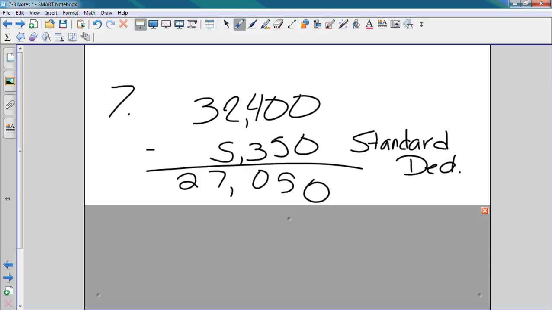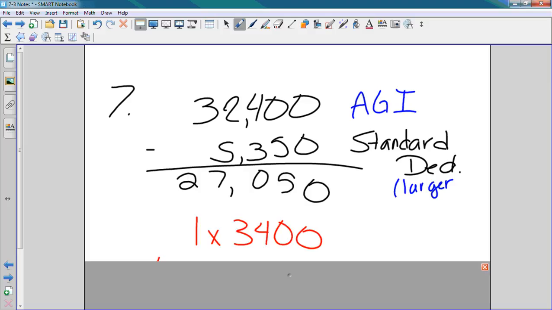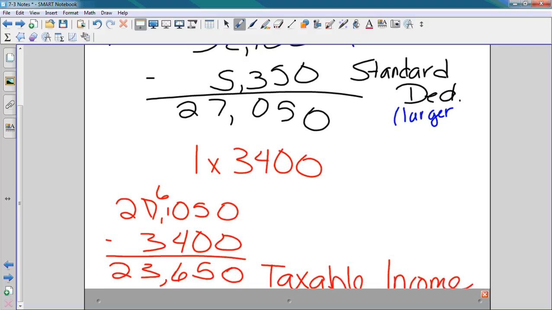So I did that. I took $32,400, which is my AGI. I took out my standard deduction because it was larger. And my adjusted amount is $27,050. Now, am I done? Nope. What do I have to take out next? Exemptions. Right. How many exemptions does he have? 1. And if you look at the bottom of page 260, in the last 2 sentences, it says the deduction for personal exemptions is $3,400 times the number of exemptions. So you take that $3,400, multiply it by 1, because he only has 1 exemption, and you subtract that from $27,050. That is your taxable income. That's the amount of money you have to pay taxes on. So I took $27,050, subtracted $3,400, and got $23,650.